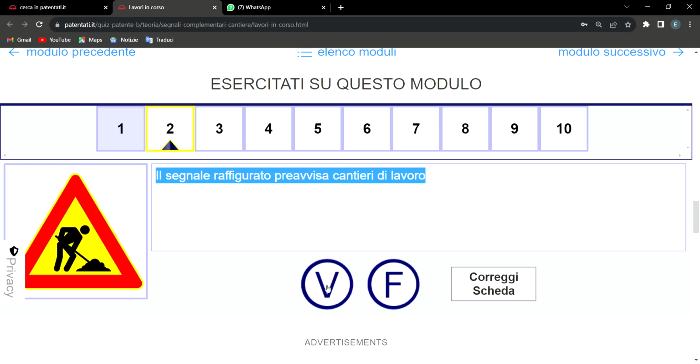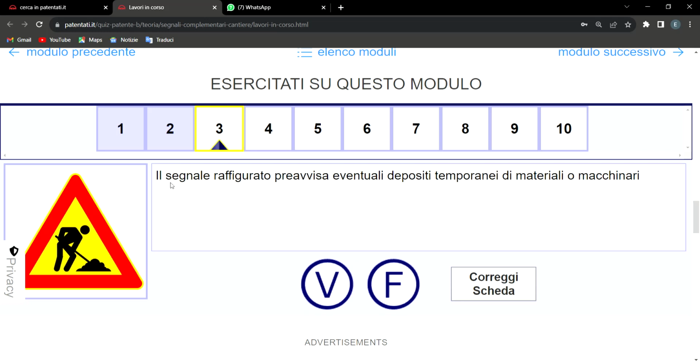È vero. Now, let me explain the reason why it is vero. It says this very sign that is here is a preview of a presence where road maintenance or road construction is being carried out. It is a presence where work is taking place, maybe road construction or road maintenance. So take note of that.